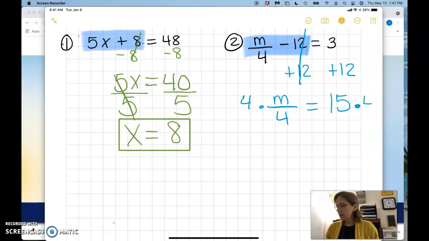Whatever I do to one side, I do to the other. 60. Yes.